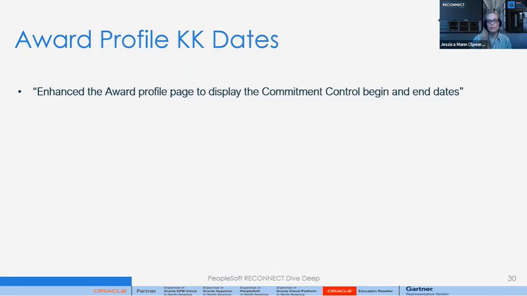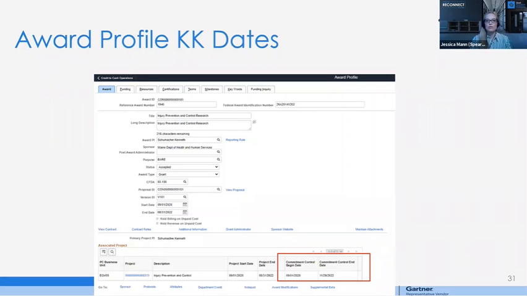starting in grants, enhance the award profile page to display commitment control begin and end dates. So now as you log into the award profile, you'll see on the bottom right-hand corner the commitment control begin and end date related to that project. This is really helpful. As you know, there are many dates that we're maintaining in grants. Commitment control is one of them. And while you can access this information through queries, not everybody has access to the budget definition. So nice to have that visibility right here on the award profile.